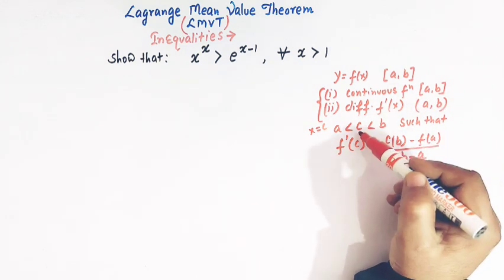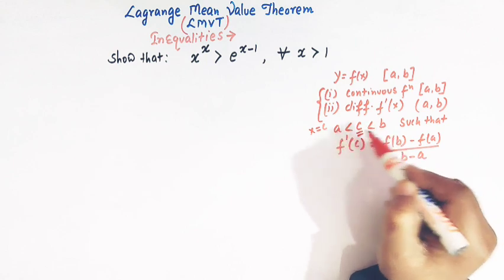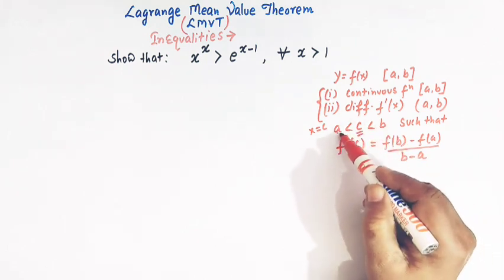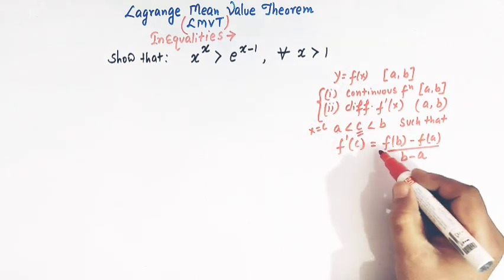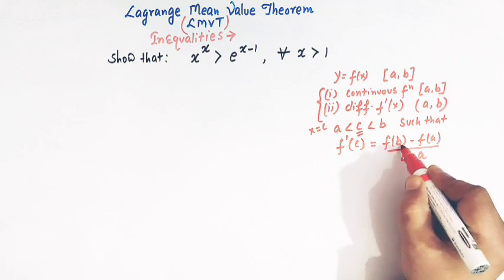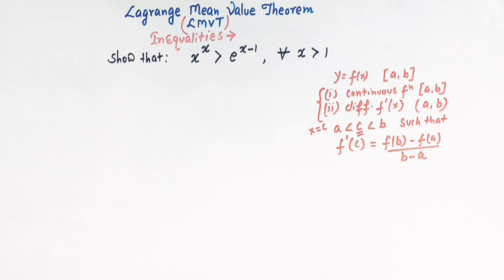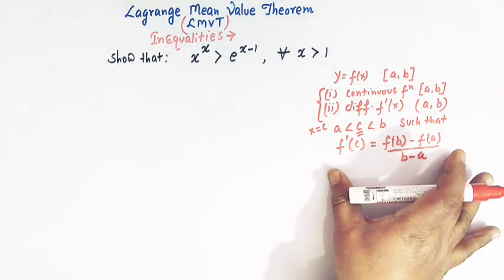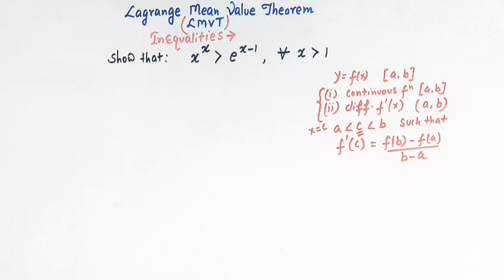So we have to search for some number c which lies between a and b such that the derivative of the function f of x at this point should be equal to the quotient of the difference of f of b, f of a, and b minus a, right? So using this statement, let us prove this inequality.